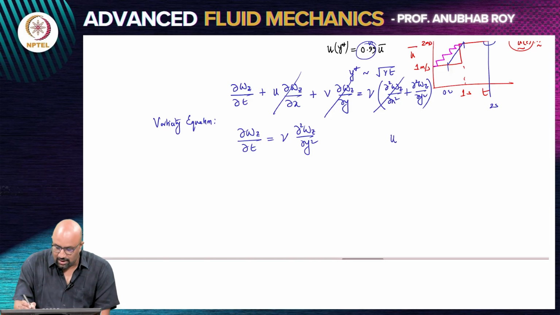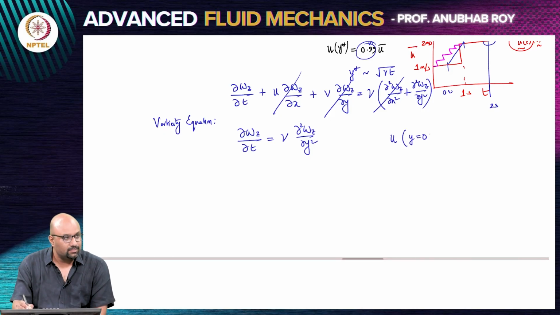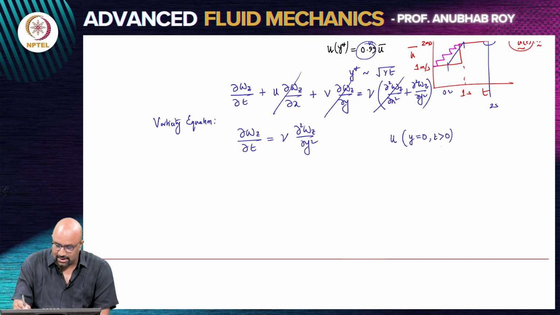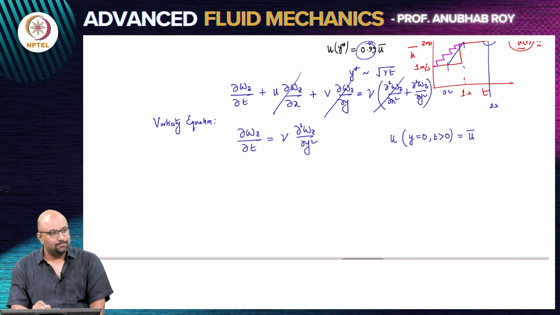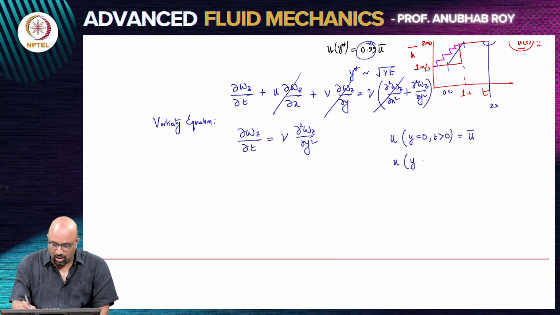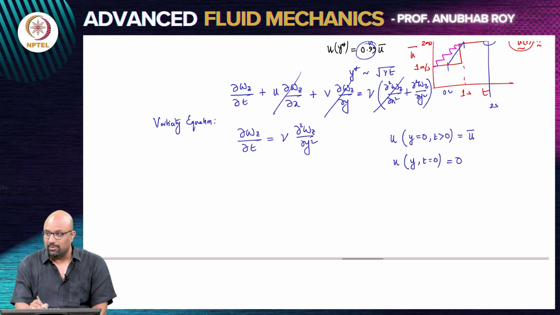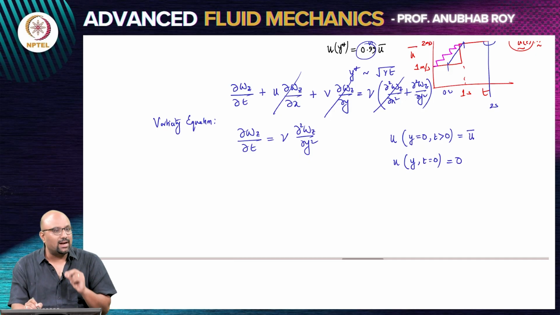Your initial condition is u at y equals 0 for any time that is greater than 0 is equal to u bar, right? And u for all y at t equals 0 is equal to 0. Which means if you want to write this mathematically, there is an impulse that is provided at t equals 0. You have an impulse that is given at t equals 0.